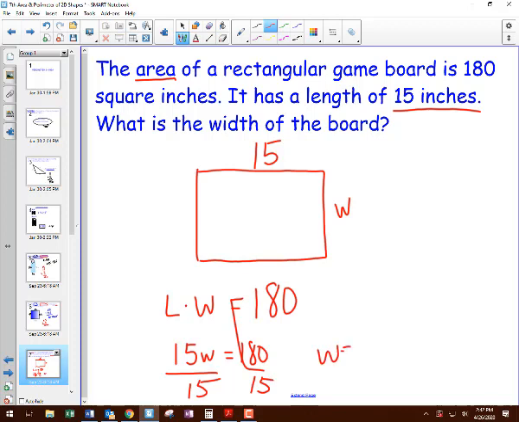Our width is going to equal 12 inches. If we wanted to check ourselves on that, we'd go back to our basic area formula and go length times width, which is 15 times 12, and that should equal 180.